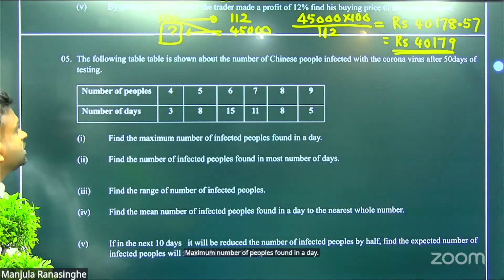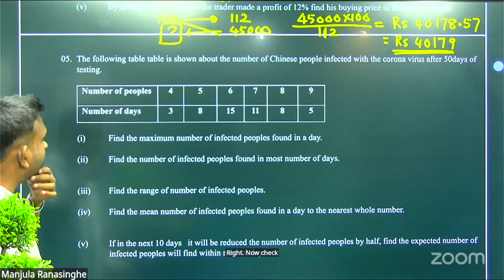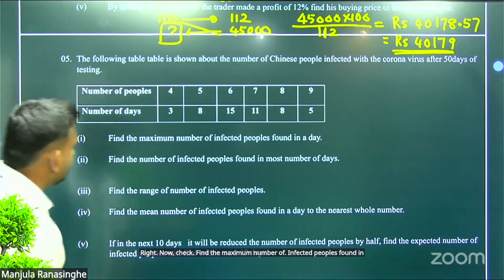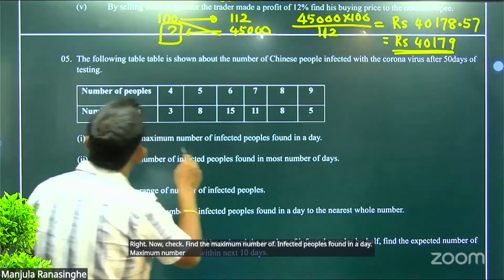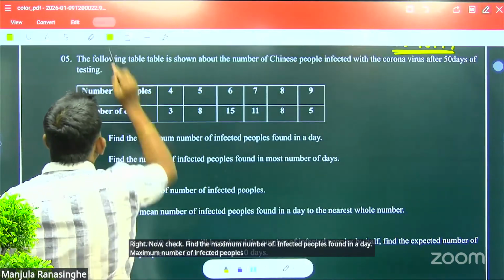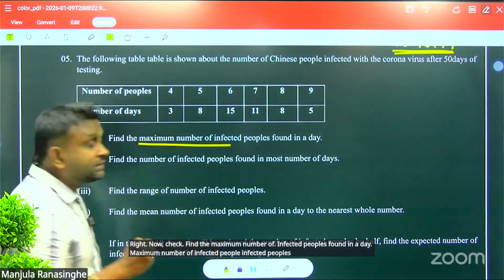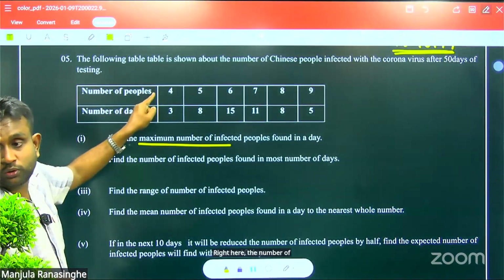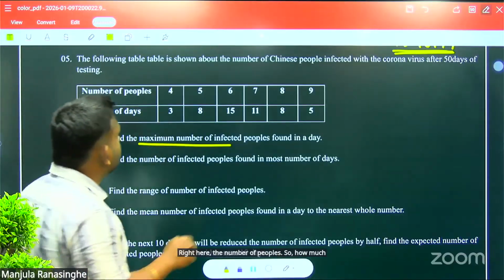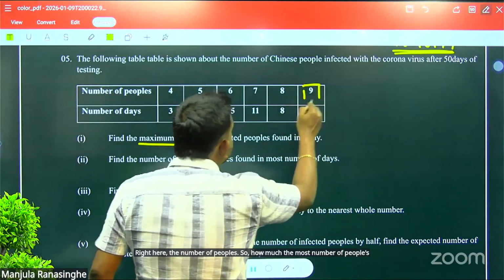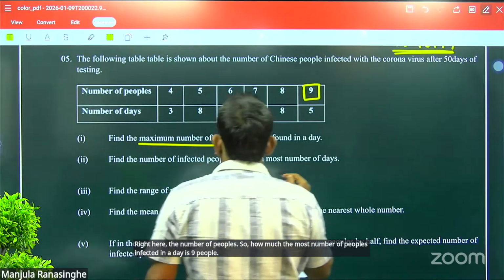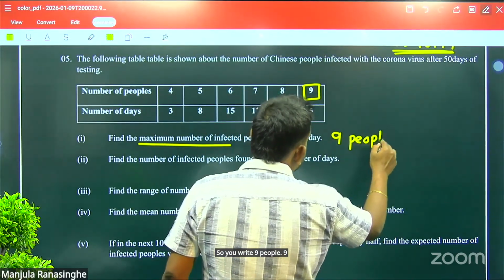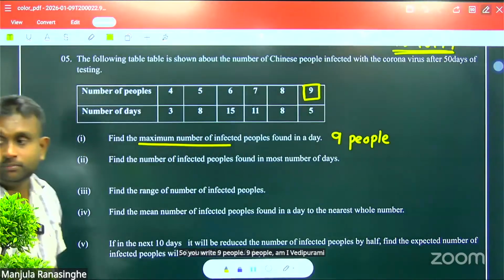Find the maximum number of infected people found in a day. Here is the number of people. The most number of people infected in a day is 9. So you write 9 people.